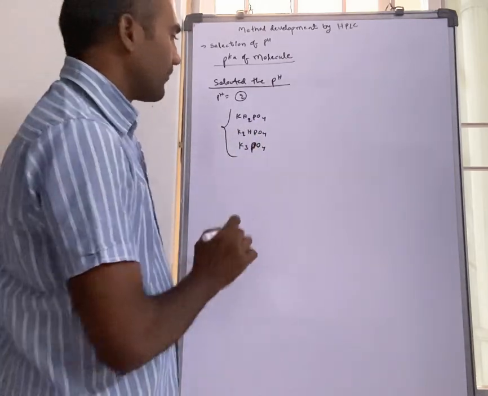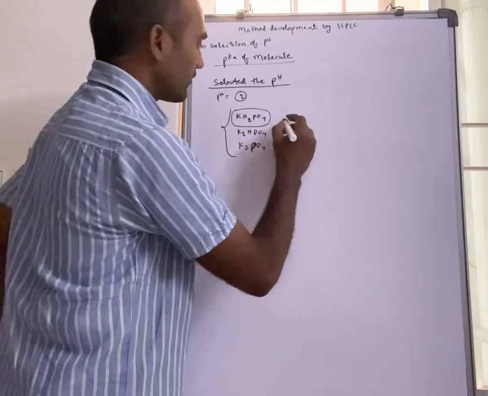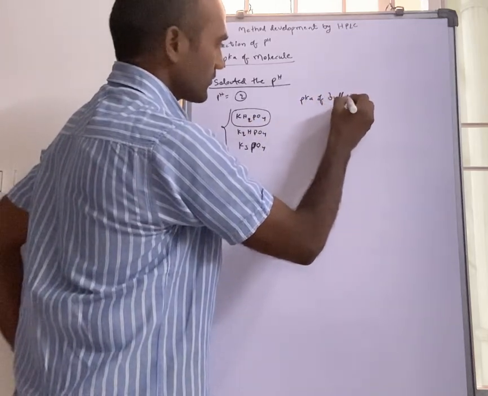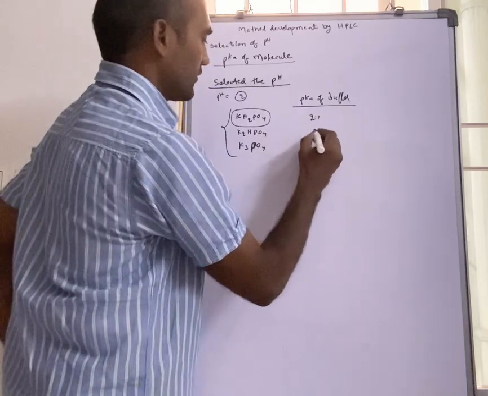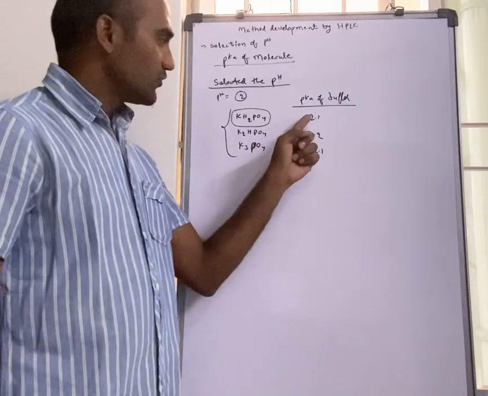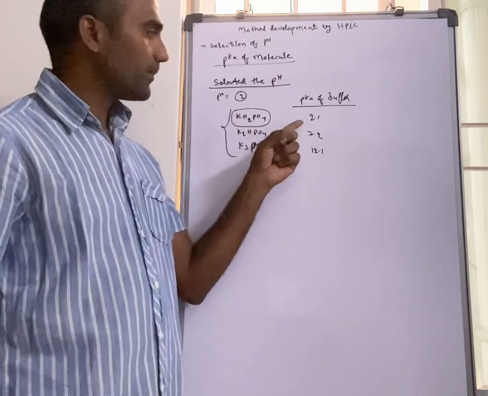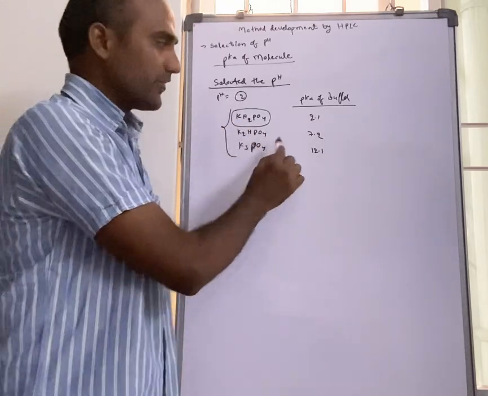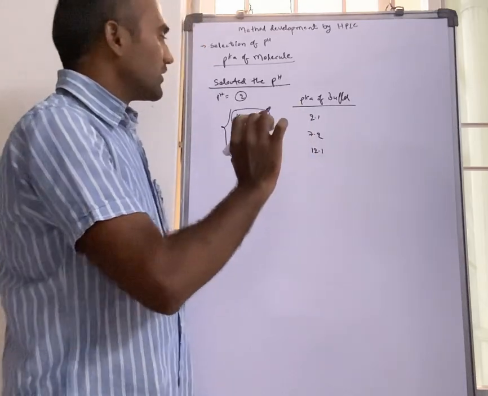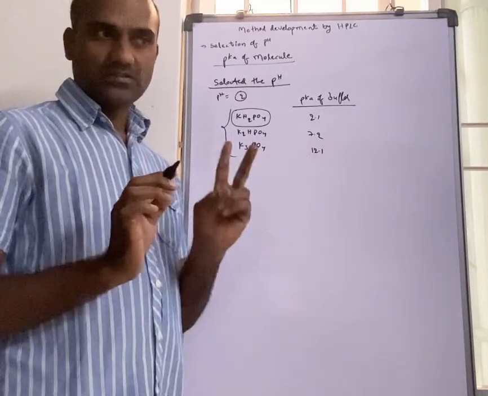It is simple. The buffer will give pH around the pKa of the buffer. The pKa values are 2.1, 7.2, 12.1. These are the pKa values of the respective buffers. So monobasic potassium phosphate has a pKa value of 2.1, dibasic has 7.2, and tribasic has 12.1. So just think. Here you remember two points. I will tell only two points.